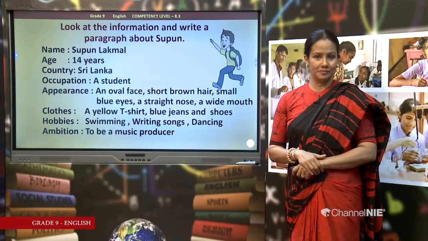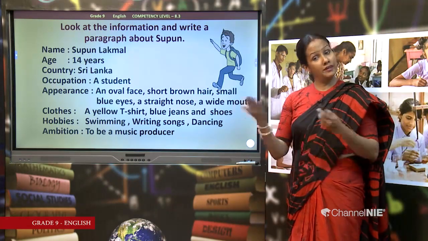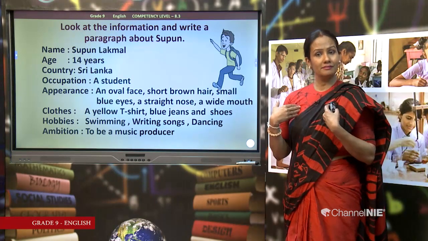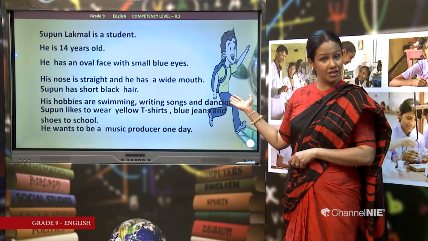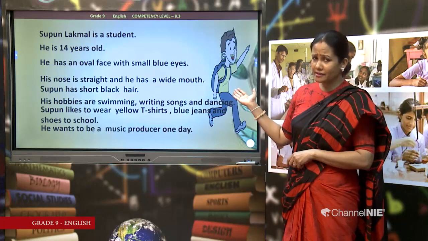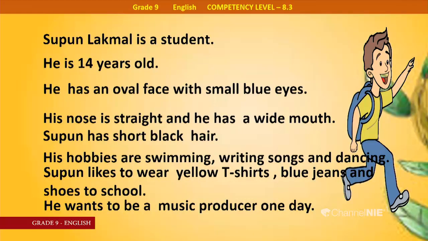I am going to help you. Shall I? Okay, we will have a look what I have written about Supun. Can you see on the board, children? Shall we read? First, I am going to read and help you. Supun Lakmal is a student. He is 14 years old. He has an oval face with small blue eyes. His nose is straight and he has a wide mouth.